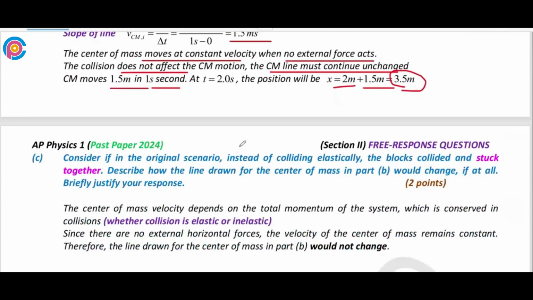Now, consider the original scenario, but instead of colliding elastically, the blocks collide and stick together, meaning an inelastic collision. Describe how the line drawn for the center of mass in part A would change, if at all. Justify your response.